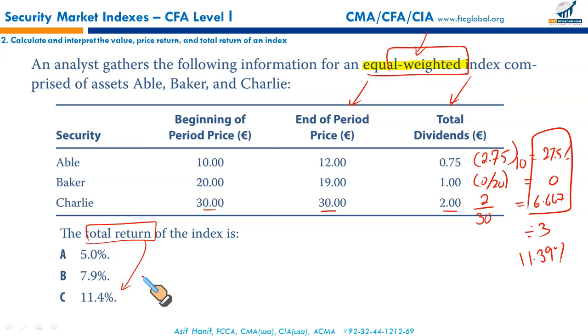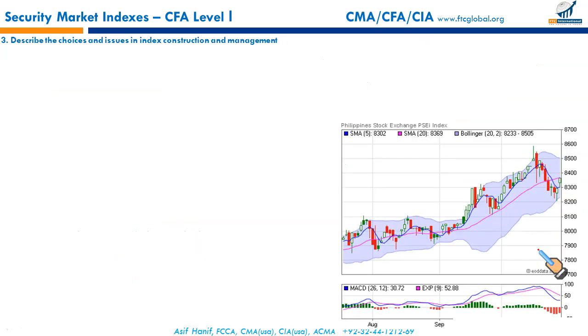11.4 equal weighted, where we just took the returns and then simply divided it by 3, because there were 3 securities in the index. All right, moving on to our next reading.